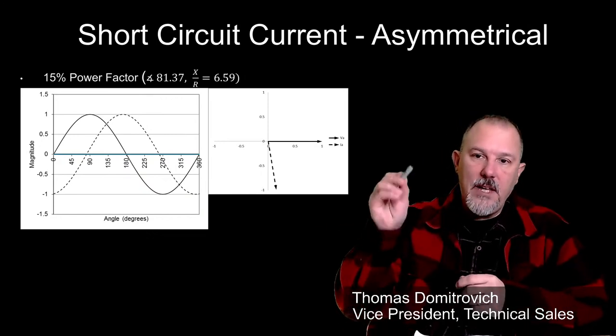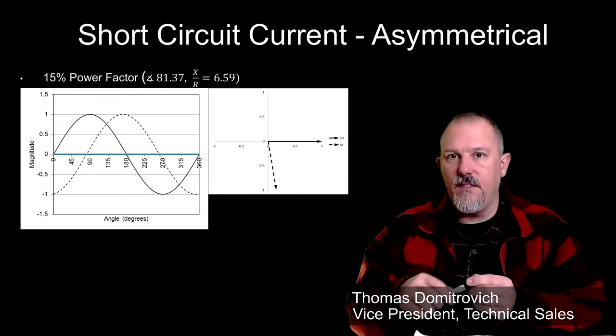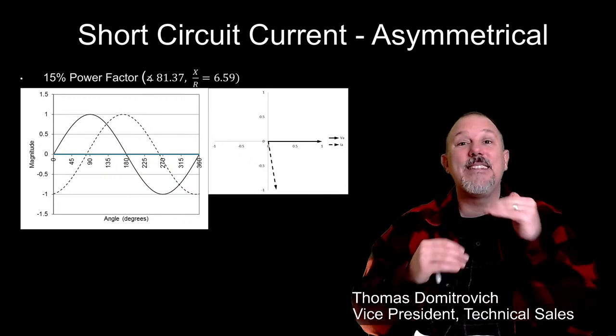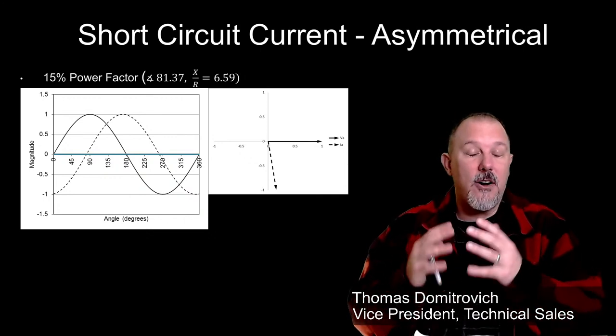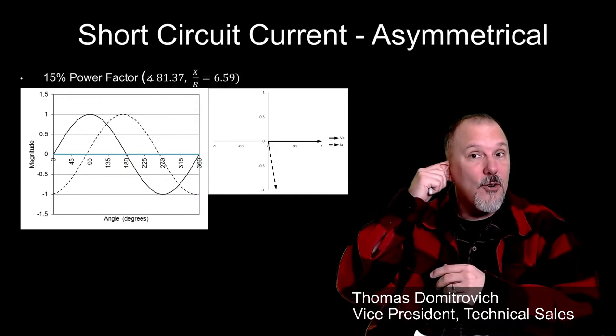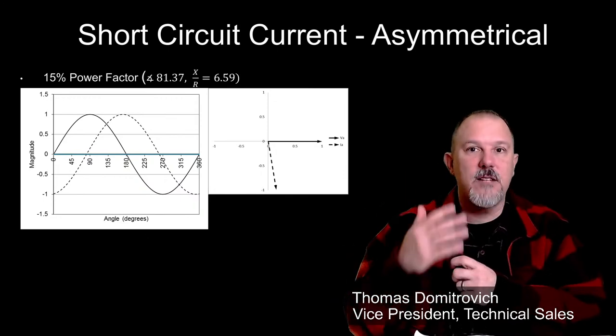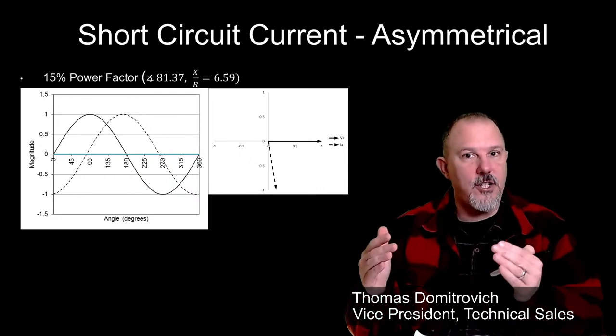If you look at the peak of the AC sine wave, the current is at its maximum when my voltage is crossing zero. That's pretty much the hardest part for a breaker or a fuse to interrupt, because my voltage is almost zero and I'm at the maximum amount of current because of my phase relationship.